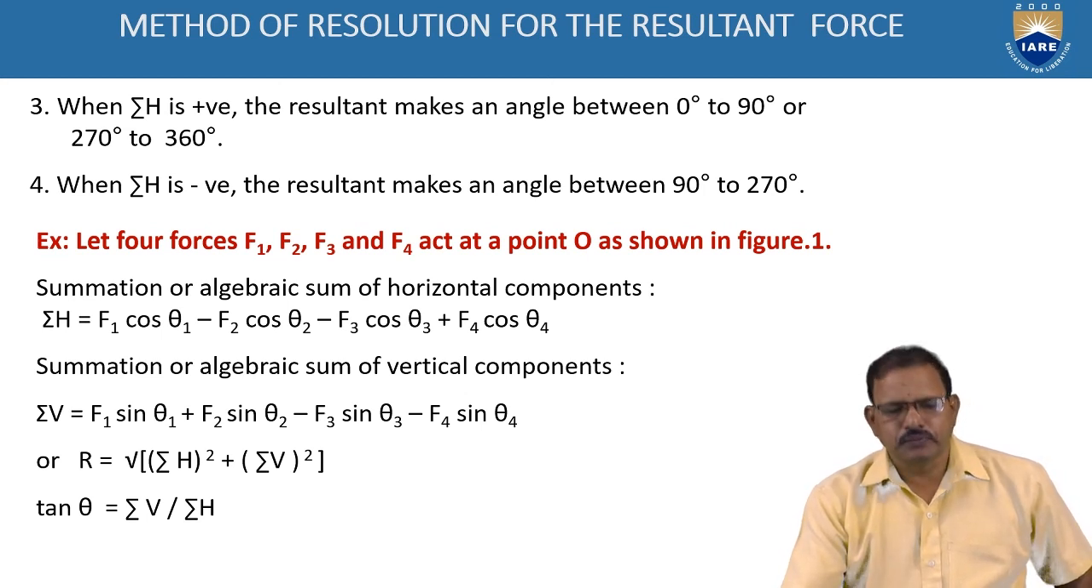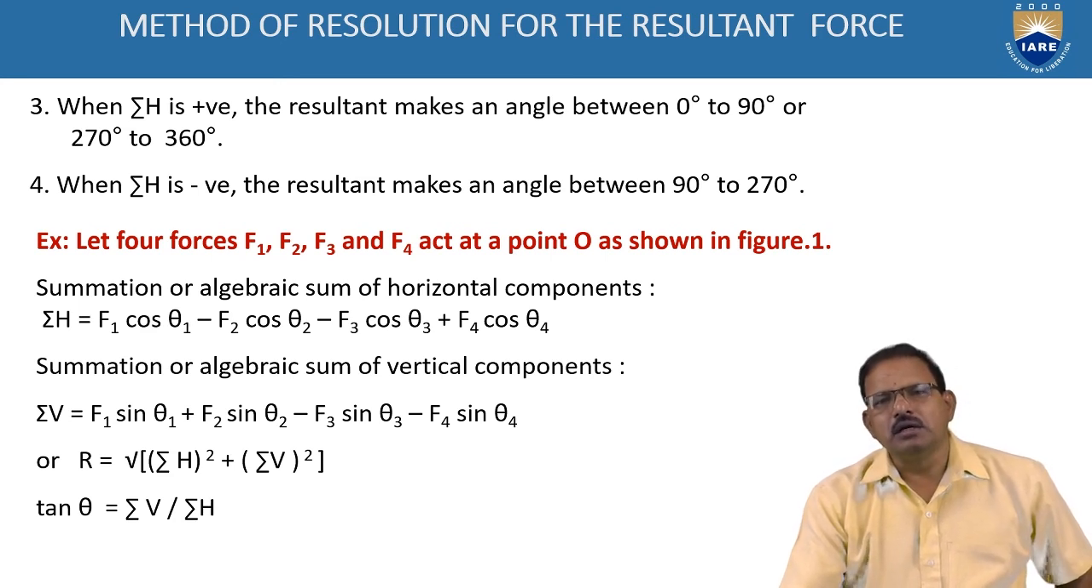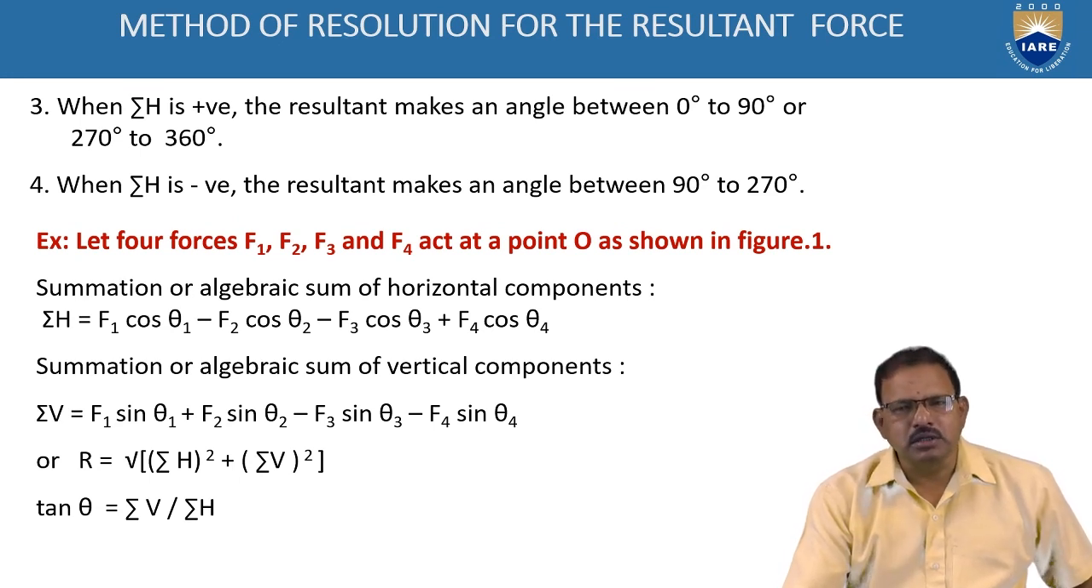Similarly, when sigma H is negative and sigma V is positive, the angle is between 90 and 180 degrees. When sigma H is negative and sigma V is negative, it belongs to the third quadrant, that means 180 to 270 degrees. And when sigma H is positive and sigma V is negative, it belongs to the fourth quadrant, that means 270 to 360 degrees.